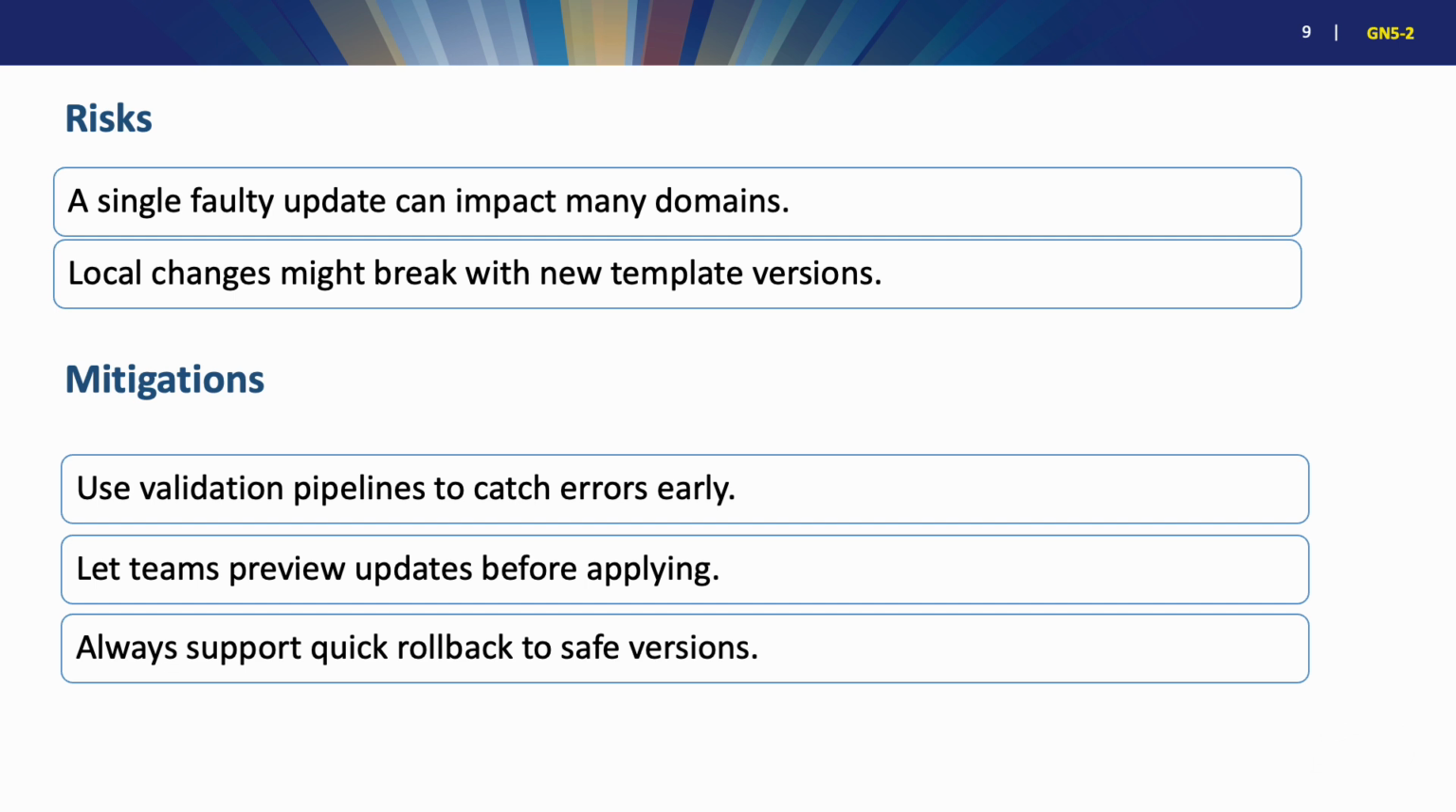Because of this, it's helpful to have systems in place that catch mistakes before they cause trouble. Giving teams the chance to see what a change will do before it goes live can reduce surprises and avoid issues. It's especially important to be able to quickly undo or roll back changes if something does go wrong.